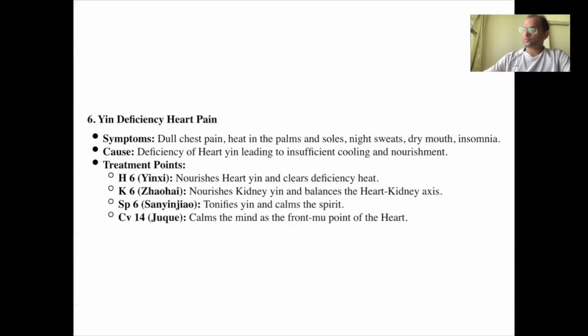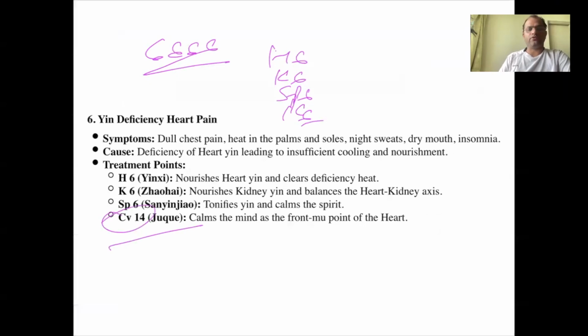So now we are having 6 formula that we know. Heart 6, Kidney 6, Spleen 6, Pericardium 6. And we can use CV 14. हमें yin का फॉर्मूला लगाना है और पहचानना बड़ा आसान है भाई. सारे yin के लक्षण मिल रहे हैं और हार्ट में पेन हो रहा है. So this is the 6th pattern of the heart pain.